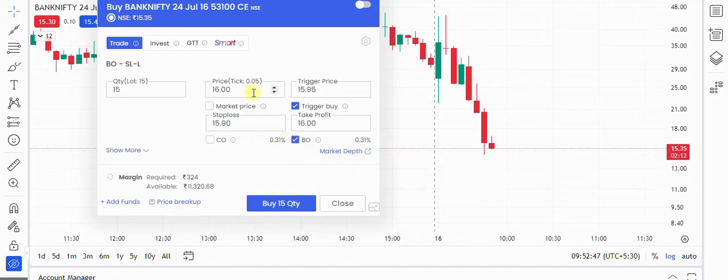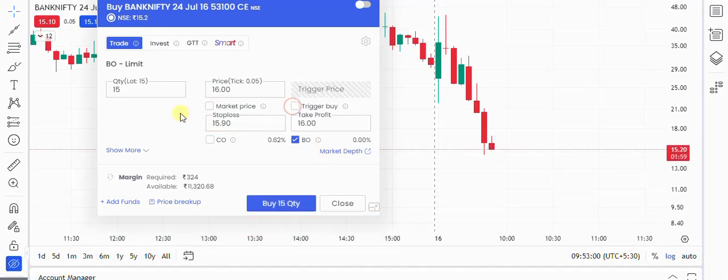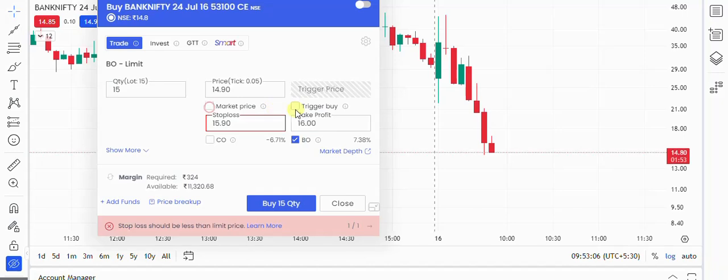Once you select the bracket order, you have to put the price at which you want to buy. For example, you want to buy at 1545. We will put it as 1545. There you see there are two types of order here, trigger price and the market price. In the market price, whatever is the price going, you can buy it at that price. Or if you want to buy at a particular price, you can. For example, I want to buy at 1490. So I will put it as 1490.